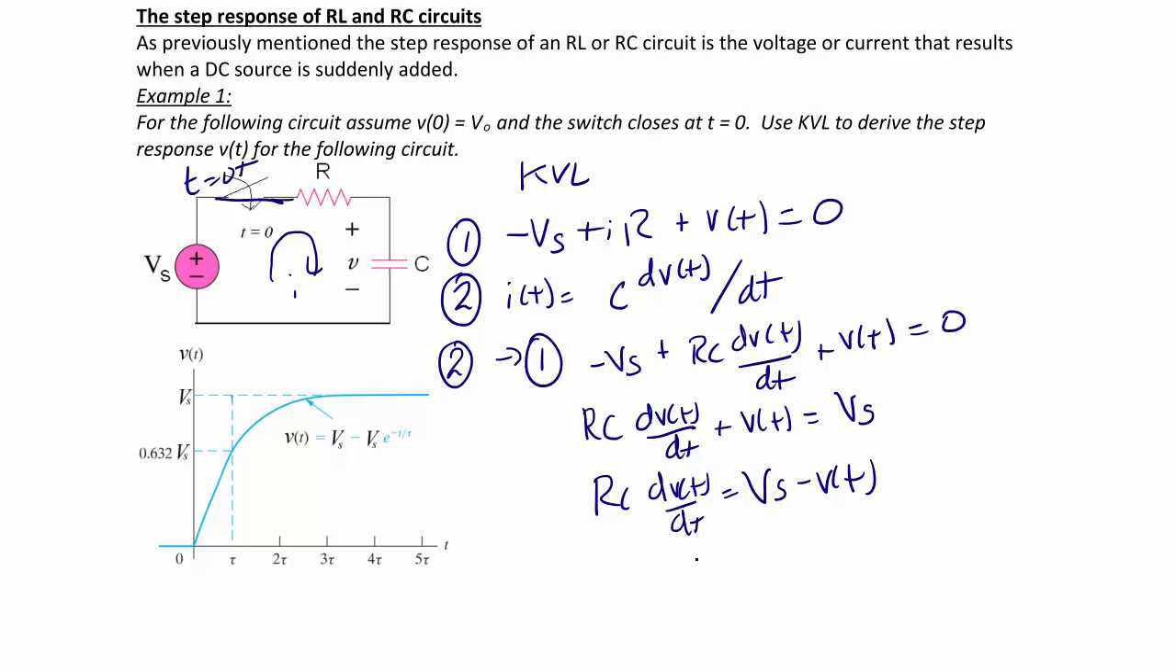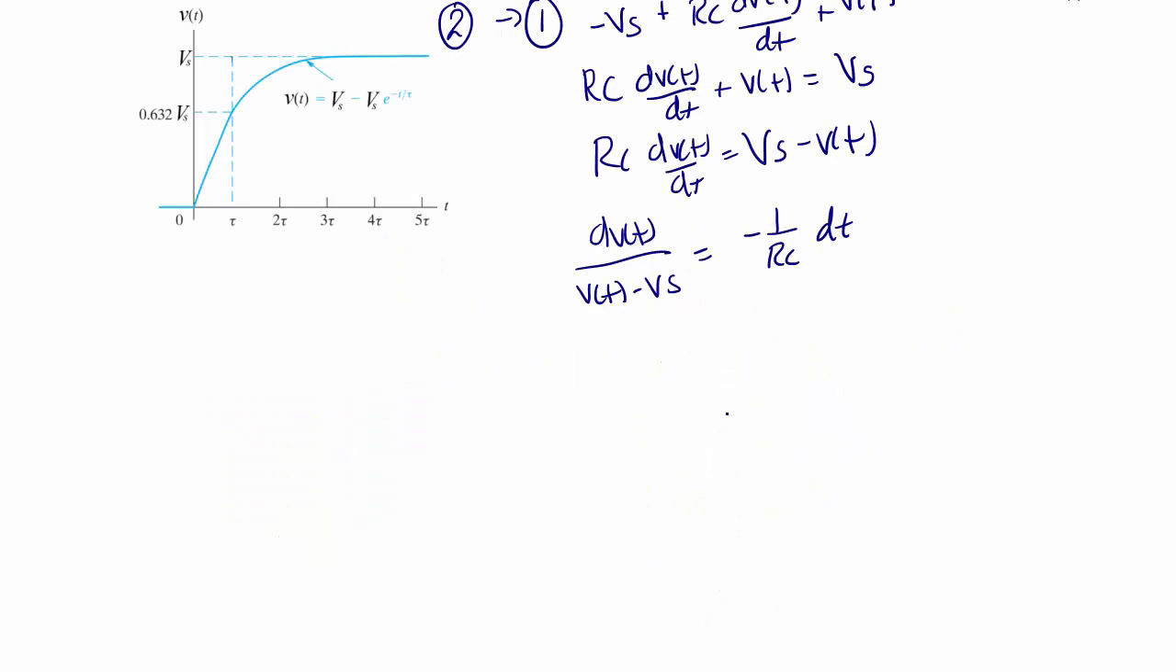And just as we did before when we did the problems for the natural response, we're going to do separation of variables and write all the terms that have V of t on the left and everything else on the right. So when we do that, we have dV of t over V of t minus Vs, and that equals negative 1 over RC dt. So next, to solve this differential equation, we're going to integrate the left and right side from 0 to t. So I'm going to integrate from 0 to t and from 0 to t.